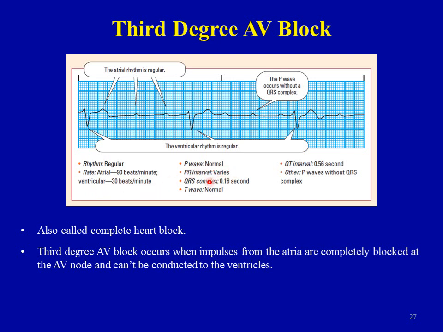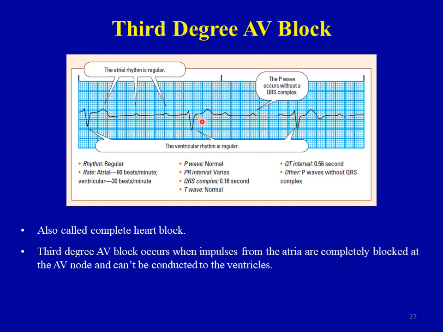P waves are normal. The PR interval varies because sometimes the P comes before a ventricular beat. The QRS complexes are wide, beyond the upper limit of the normal range, above 0.1 or 0.12 seconds, because these are ventricular beats, and the T waves are normal. The QT interval is prolonged due to the very low ventricular rate. So this is the third degree AV block or the complete heart block.